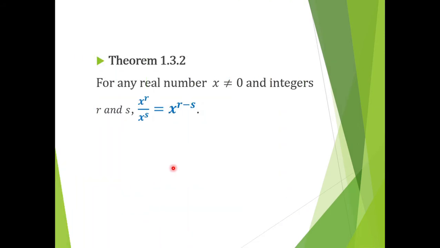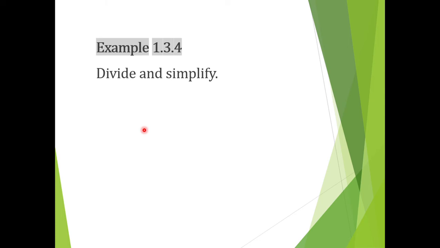For any real number x not equal to 0, and integers r and s, x raised to r over x raised to s is equal to x raised to r minus s. So we can divide and simplify. Let's check. Here, x raised to 7 over x raised to 4. Same base, so 7 minus 4. So we have x to the 3.